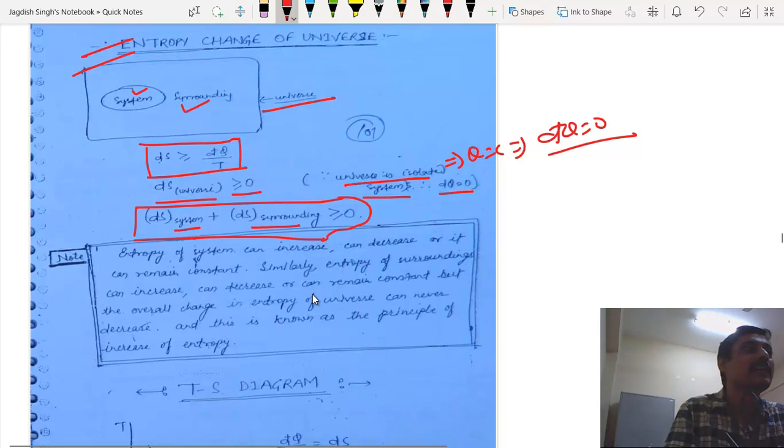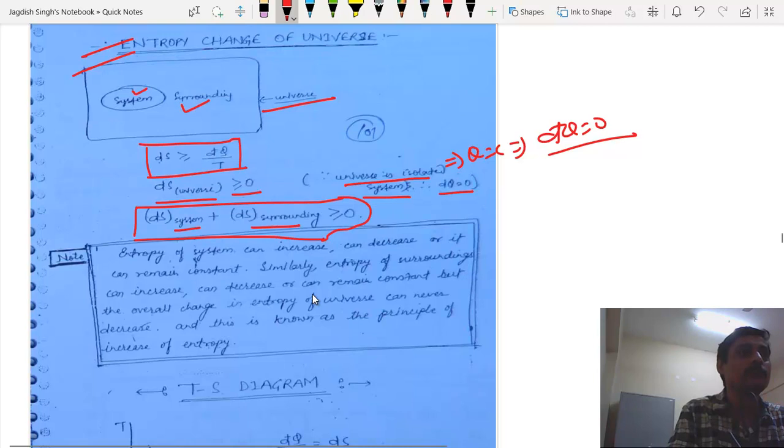This equation is very interesting. In this condition, what we observe here is that the entropy of the system may increase or decrease or remain constant. Similarly, the entropy of the surrounding may increase or decrease or remain constant. But the entropy of the universe will always increase. This is very important, because in this equation it is clear that the entropy of system and surrounding together is always greater than or equal to 0, right?